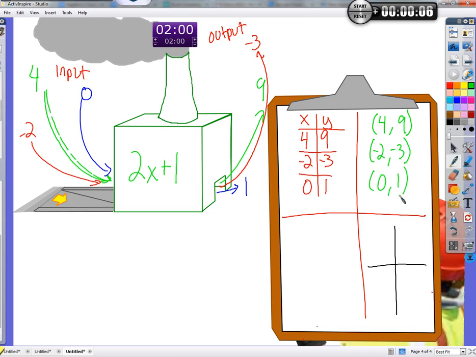0 went in, 1 came out. Called ordered pairs. Obviously they come in pairs, there's 2 of them, and they're ordered because the first thing is what went in and the second thing is what came out. Input and output. If you can get used to the idea of thinking of functions as things that have input and output, then it's going to make talking about them much easier.